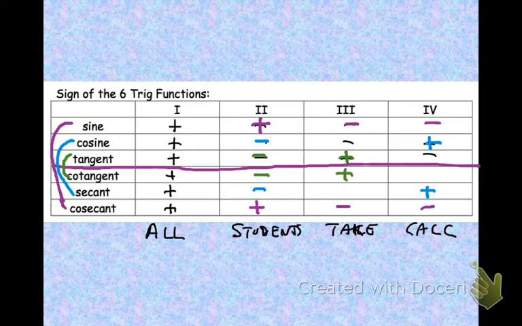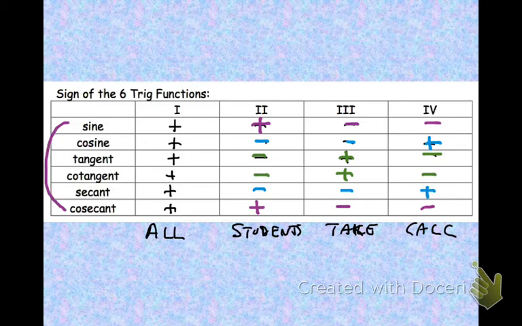Cosine is negative in the third, secant is negative in the third. Tangent is negative in the fourth, cotangent is negative in the fourth. Okay, so we want to remember that sine matches with cosecant, cosine matches with secant, and tangent goes with cotangent.